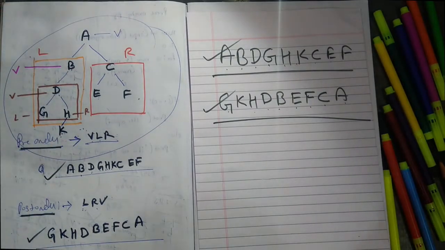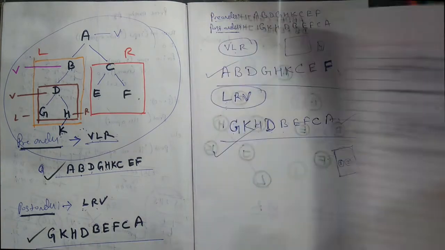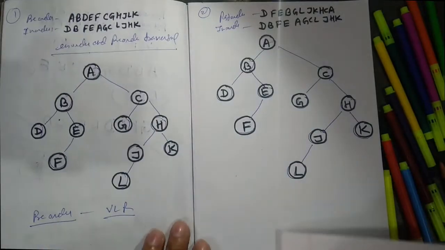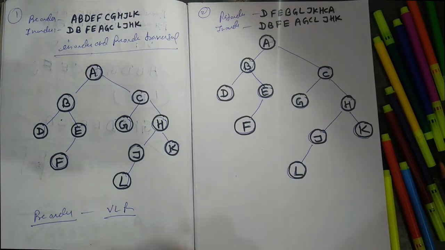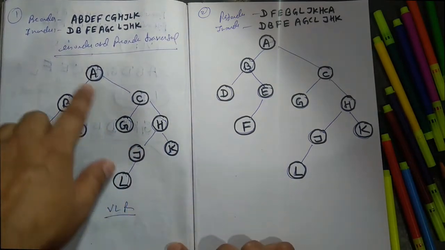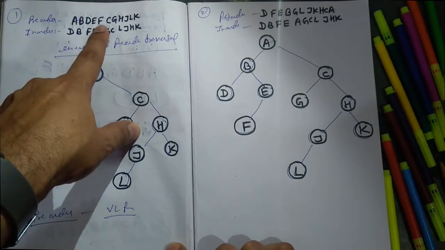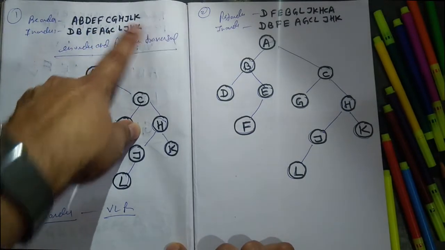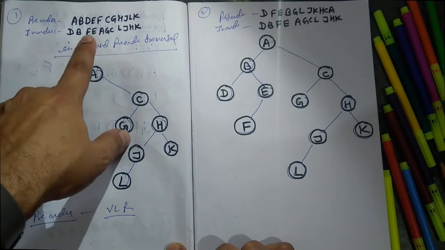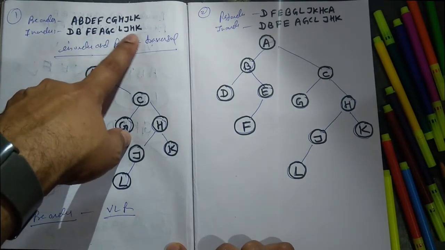Today I ask, we will explain after some time. Now in the second lecture, again I will show you. In the second lecture, we explained pre-order and in-order. Pre-order was A, B, D, E, F, C, G, H, J, L, K, and in-order was D, B, F, E, A, G, C, L, J, H, K.